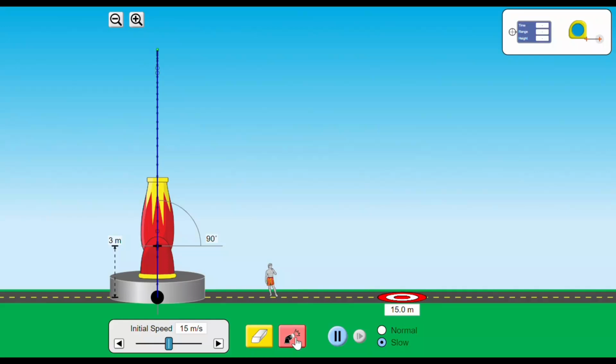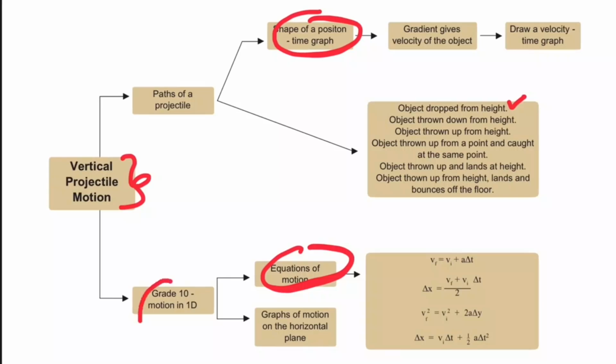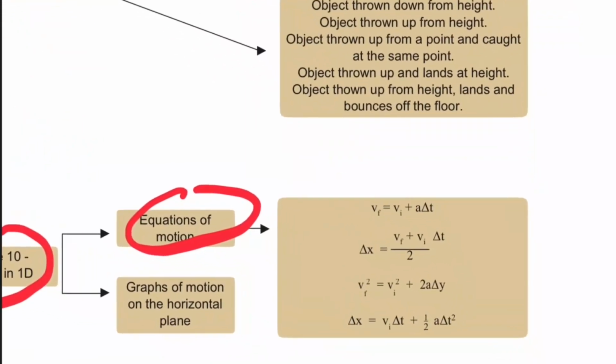I think we can go ahead and solve some problems. In grade 10, you should have talked about motion in one dimension, right? And the equations that accompany that topic. We have Vf is equal to Vi plus a multiplied by the change in time, right? And another formula, delta x is equal to (Vf plus Vi) divided by 2 multiplied by the change in time. And then Vf squared is equal to Vi squared plus 2a delta y. Lastly, delta x is equal to Vi delta t plus a half a delta t squared.